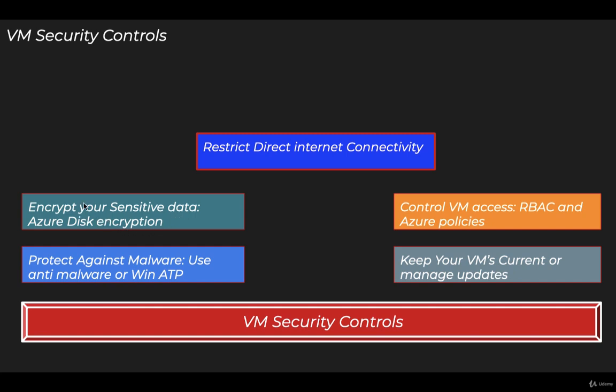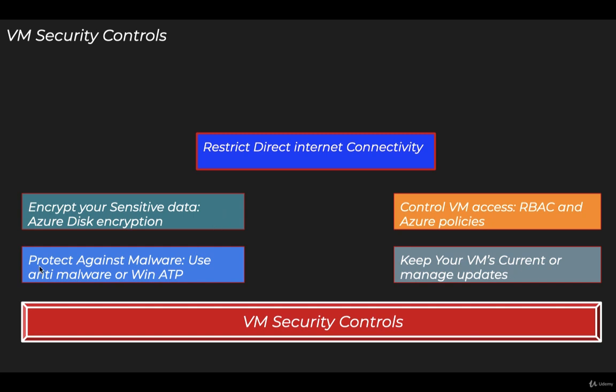That is the second control you can have to secure your virtual machine. To write something to your virtual machines, you attach a disk. If that disk is not encrypted, there is a risk of unauthorized access to your data, so it is better to do the encryption using Azure Disk Encryption.